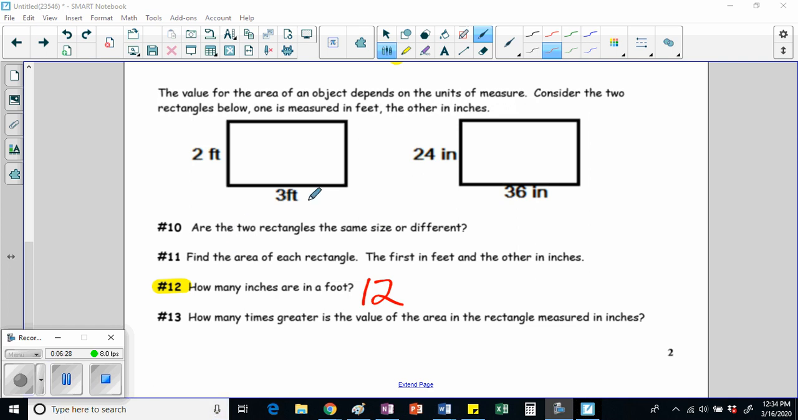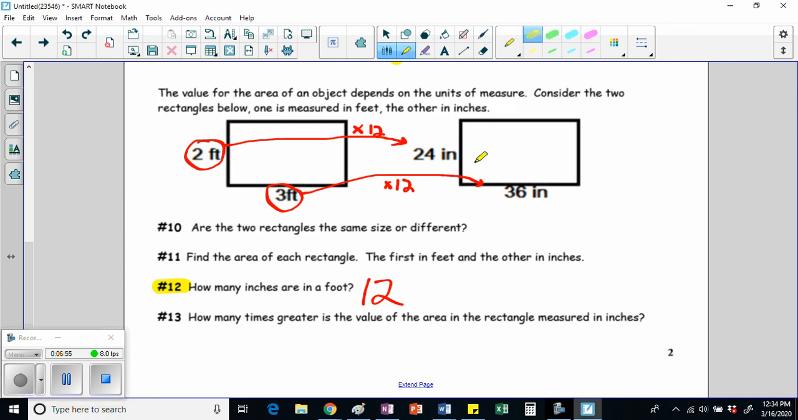Why is it 144 times bigger? Well, in the first one, you're going to multiply 2 times 3, and you get 6 for your answer here. In the second one, the 3 feet becomes 36 inches. So to turn the feet into inches, you have to multiply by 12. And then you have to do the same thing to go from the 2 feet to the 24 inches. You have to multiply that number by 12 as well.